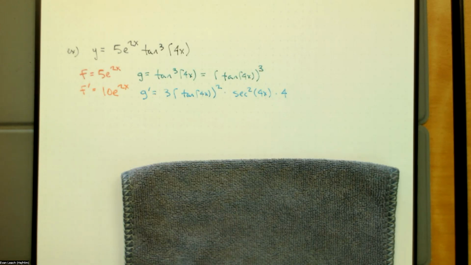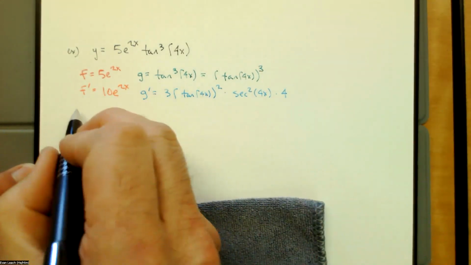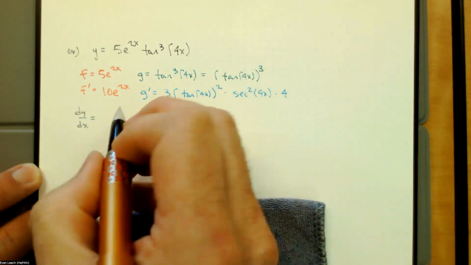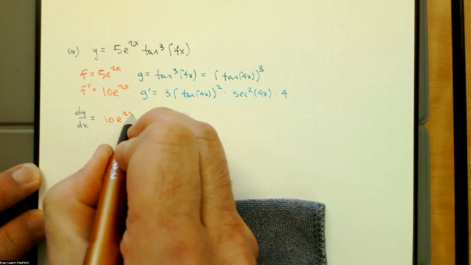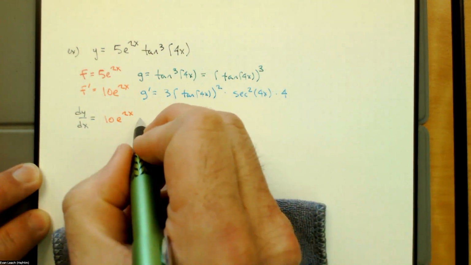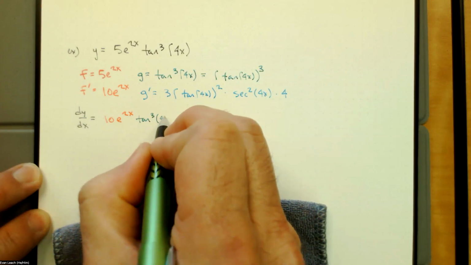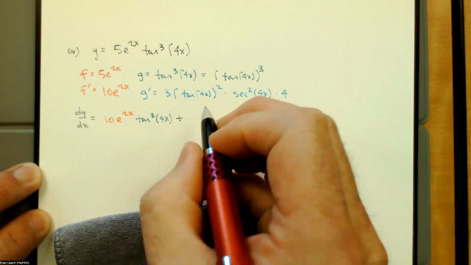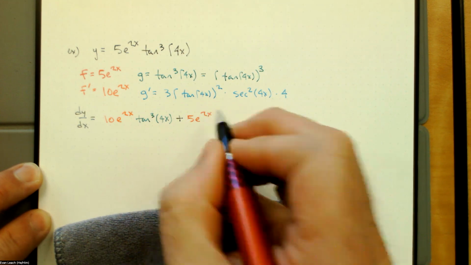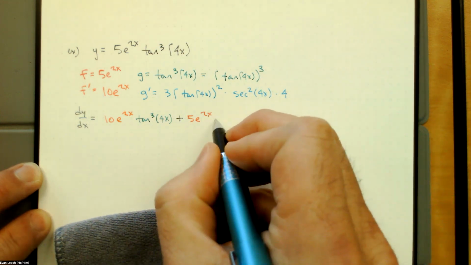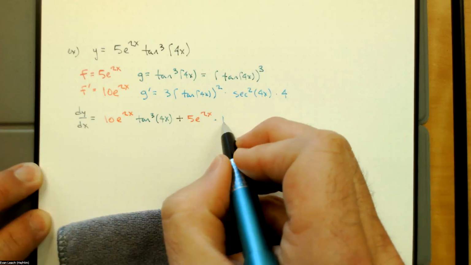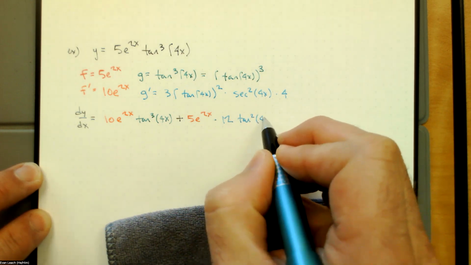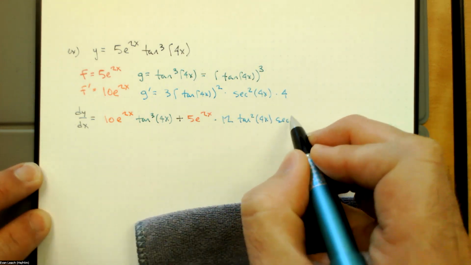Now we can put things together. Using the product rule, I take the derivative of the first. I write the derivative of the first times the second, plus the first times the derivative of the second. I'm going to take the 3 and a 4 and put them together. So 12 tangent squared of 4x times secant squared of 4x.